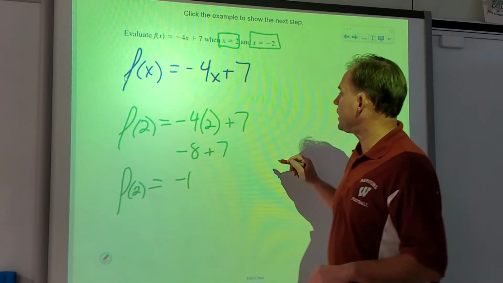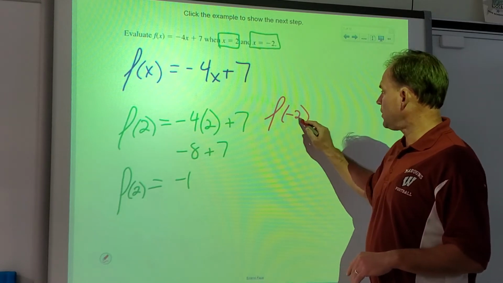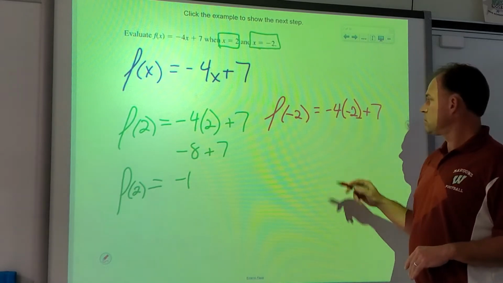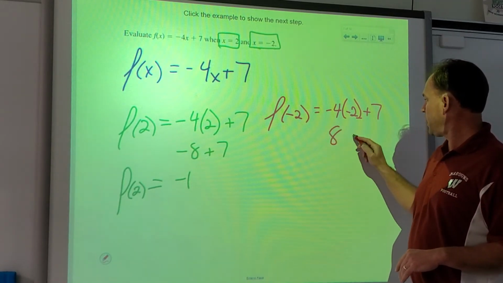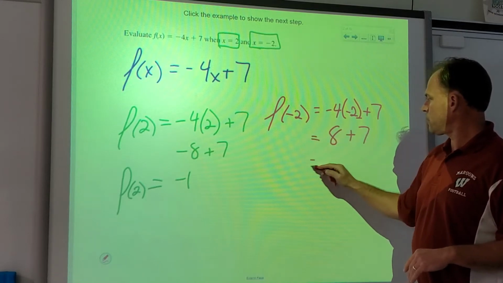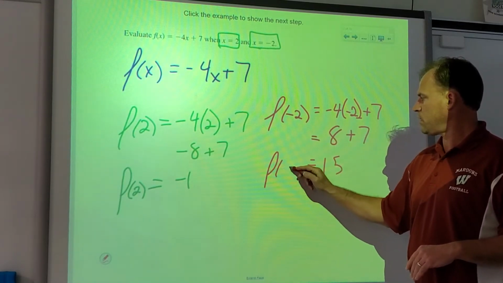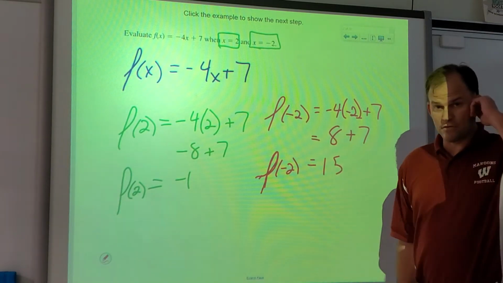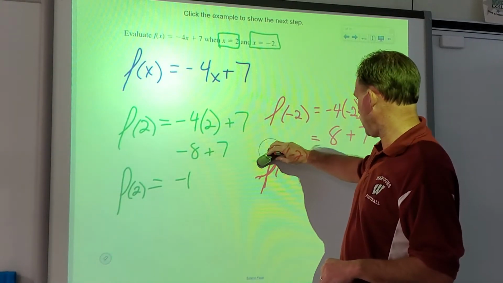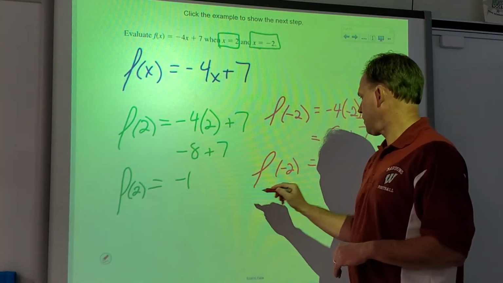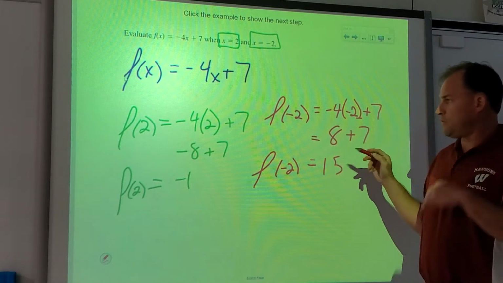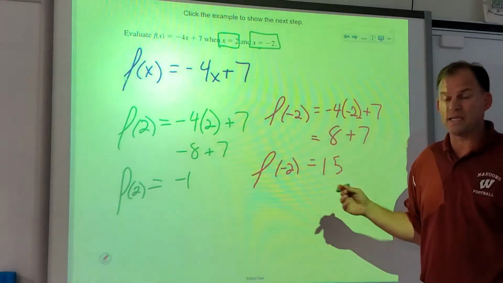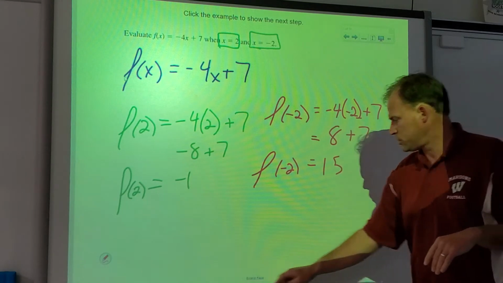When you want to plug in negative 2, tell me the number you're plugging in. Plug it in. Do the math. Negative 1 is positive 8. Add that together. I get 15. So f of negative 2 is 15. That's supposed to be a cursive f that looks kind of funky. F of negative 2 equals 15. That's basically how it goes for equations.